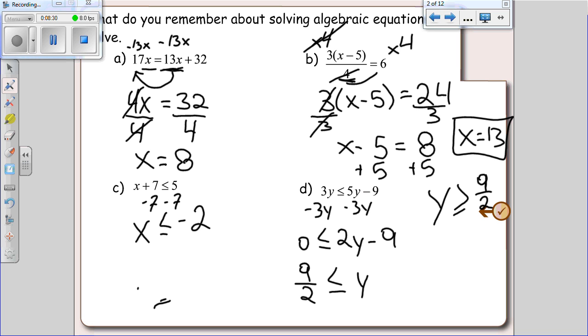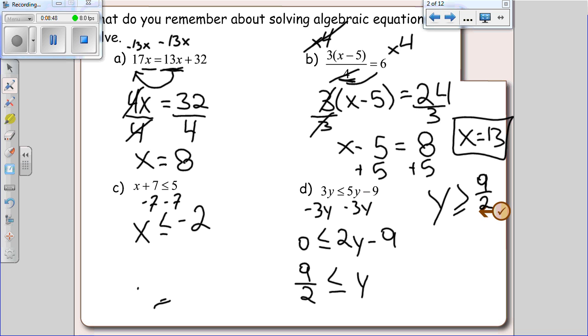The only trick you need to remember, the only thing this is showing you, is if you have a sign, whether it's a greater than or a less than or anything like that, if you multiply or divide by a negative, you switch that sign. Don't forget that.